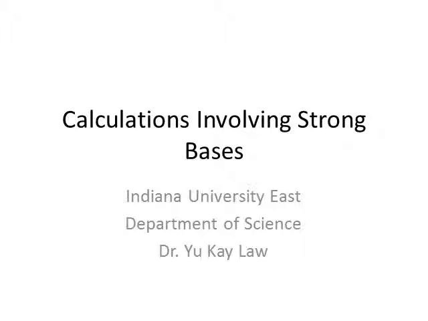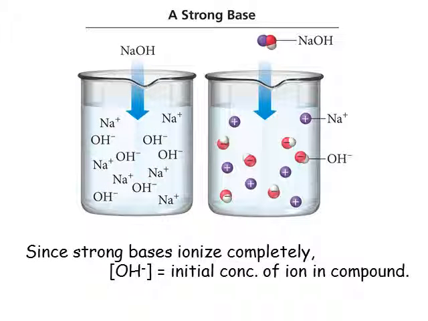Calculations involving strong bases. So, a strong base, what does it mean? A strong base, which is typically a group 1 or group 2 hydroxide, is a base that completely dissociates. This time it's dissociation, because they're ionic compounds, such that there's no NaOH left over. All you have is Na plus and OH minus here. And since they dissociate completely, the initial concentration of the compound in the solution gives you the OH minus concentration. We do not need to worry about equilibrium. So here are some examples of calculations involving this.